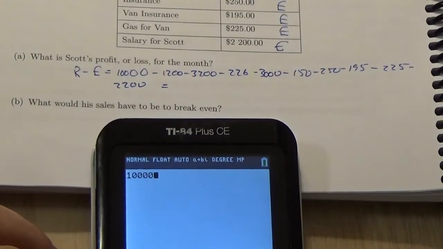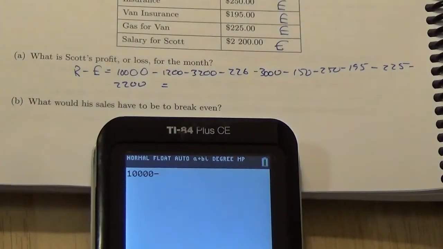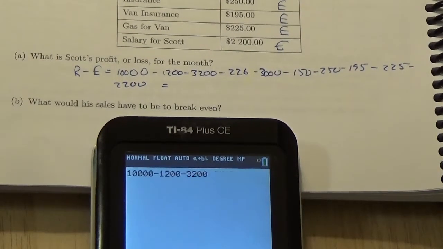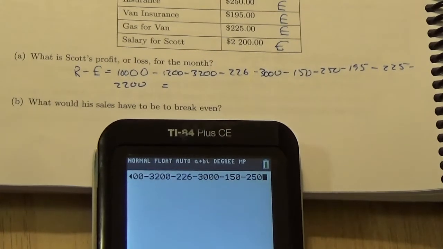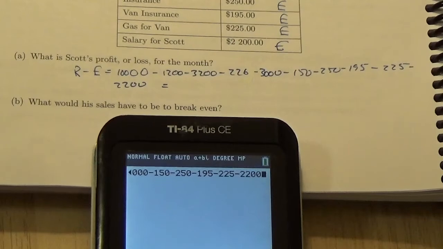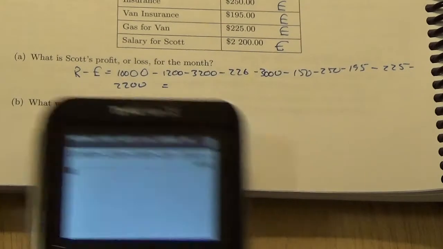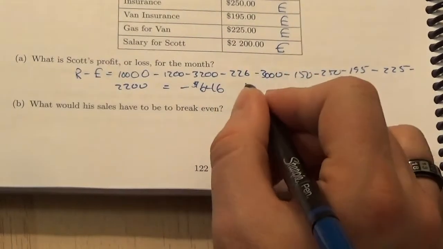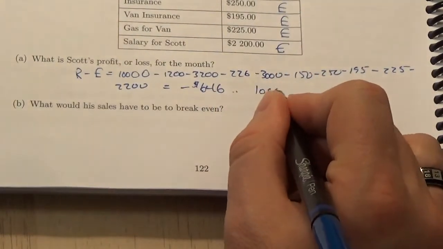So 10,000 minus 1,200 minus 3,200 minus 226 minus 3,000 minus 150 minus, where am I at here? 250, sorry, I just lost track, minus 195 minus 225 minus 2,200. Oh no. Negative $646. Okay, so this is a loss.